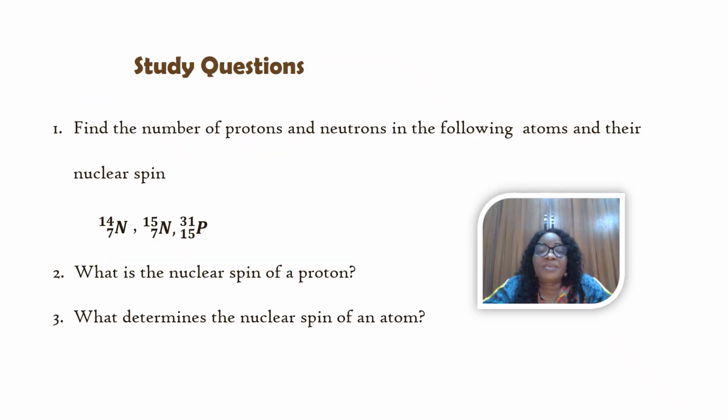Study questions. Find the number of proton and neutron in the following atoms and their nuclear spin: nitrogen 14, nitrogen 15, and phosphorus 31. What is the nuclear spin of a proton? What determines the nuclear spin of an atom?